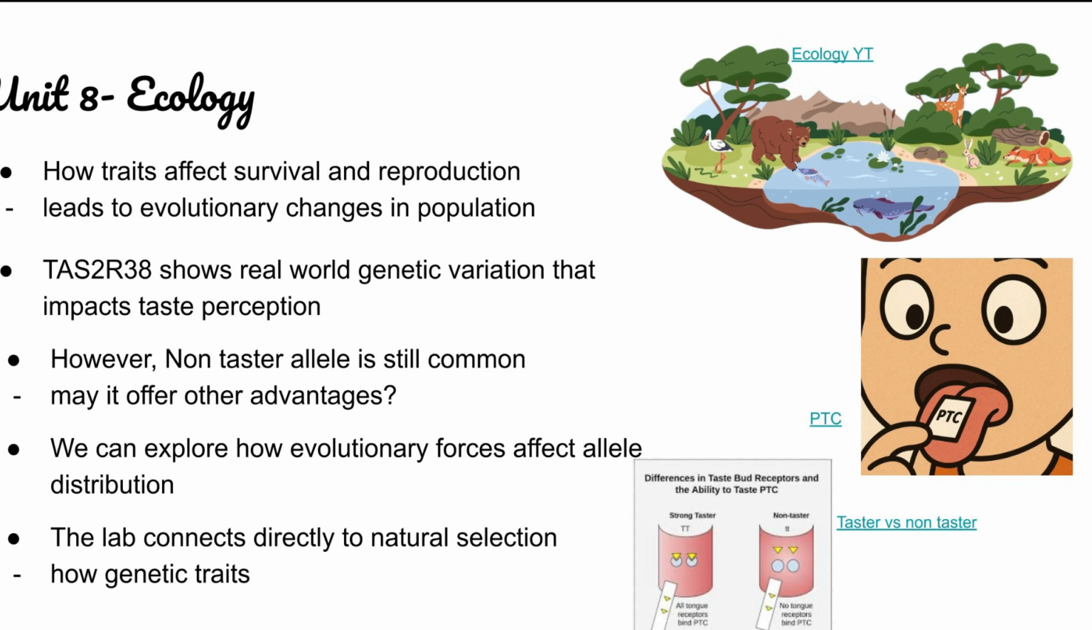Even though tasting PTC may seem like a minor trait, it could influence what foods a person avoids, which can impact nutrition, survival, or toxin exposure in specific environments. Interestingly, both the taster and non-taster alleles are present in modern populations, which raises an ecological question about balancing selection or trade-offs in different environments. This lab gave us a glimpse into how genetics and ecology intersect.